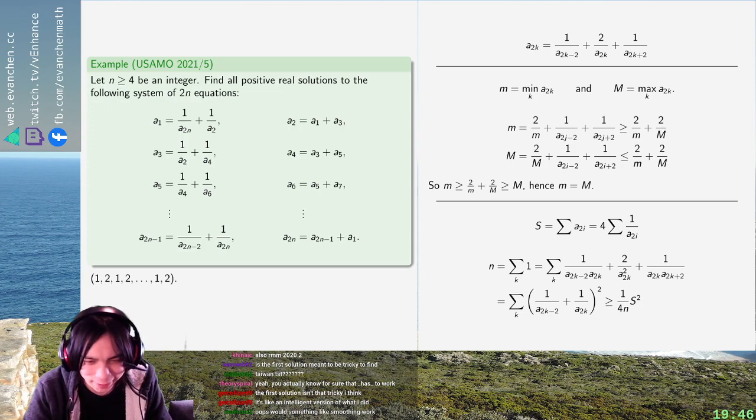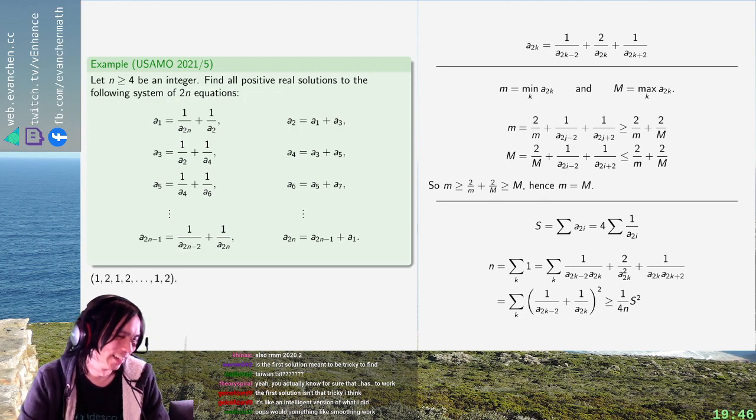Algebraic manipulation is cool? Okay. I don't know. I'm not an algebraic manipulations person. I don't know how to motivate them.